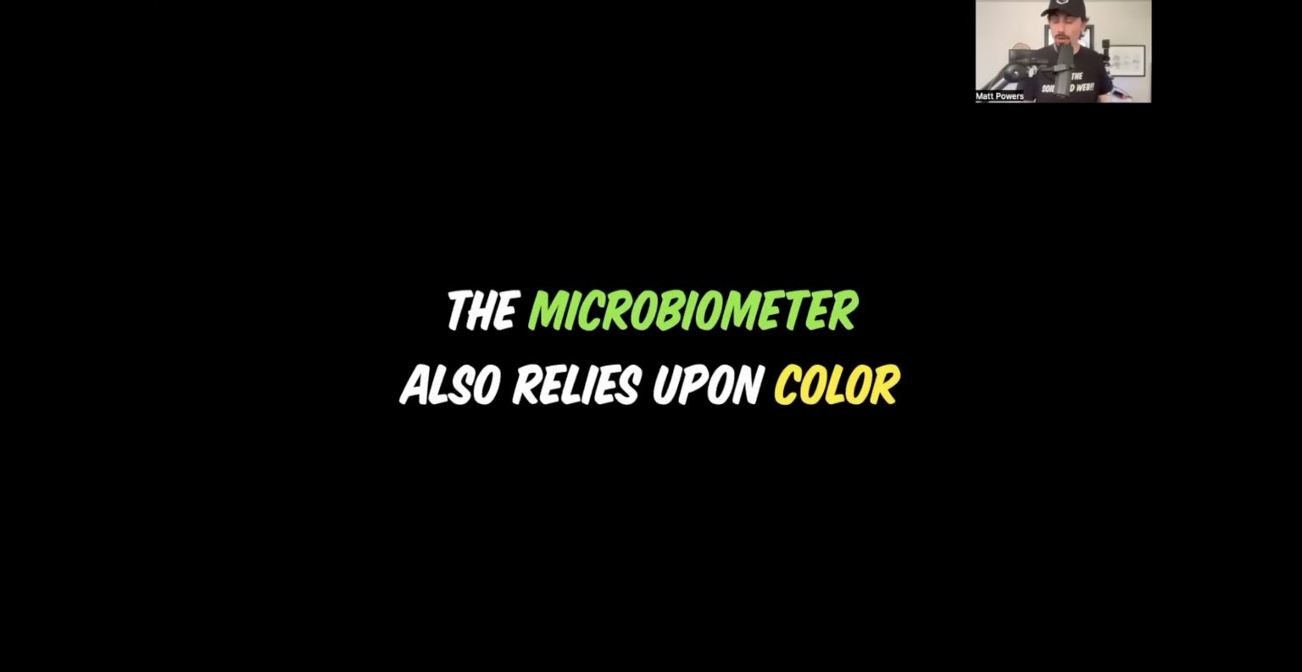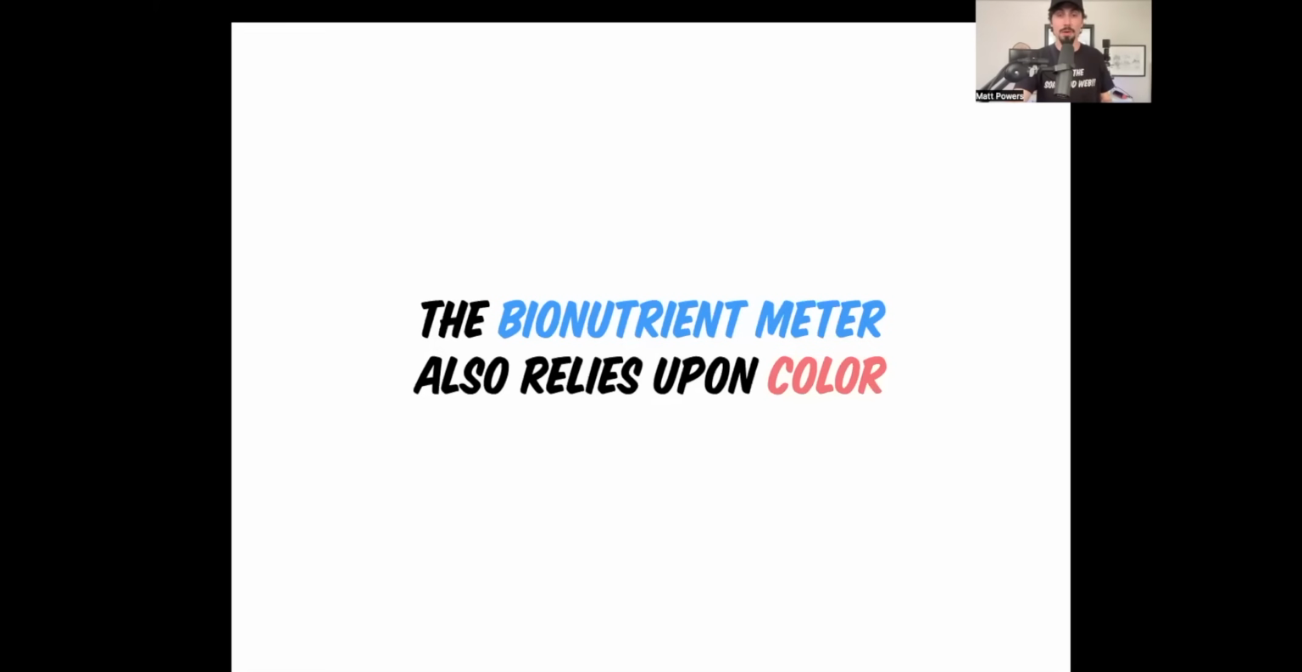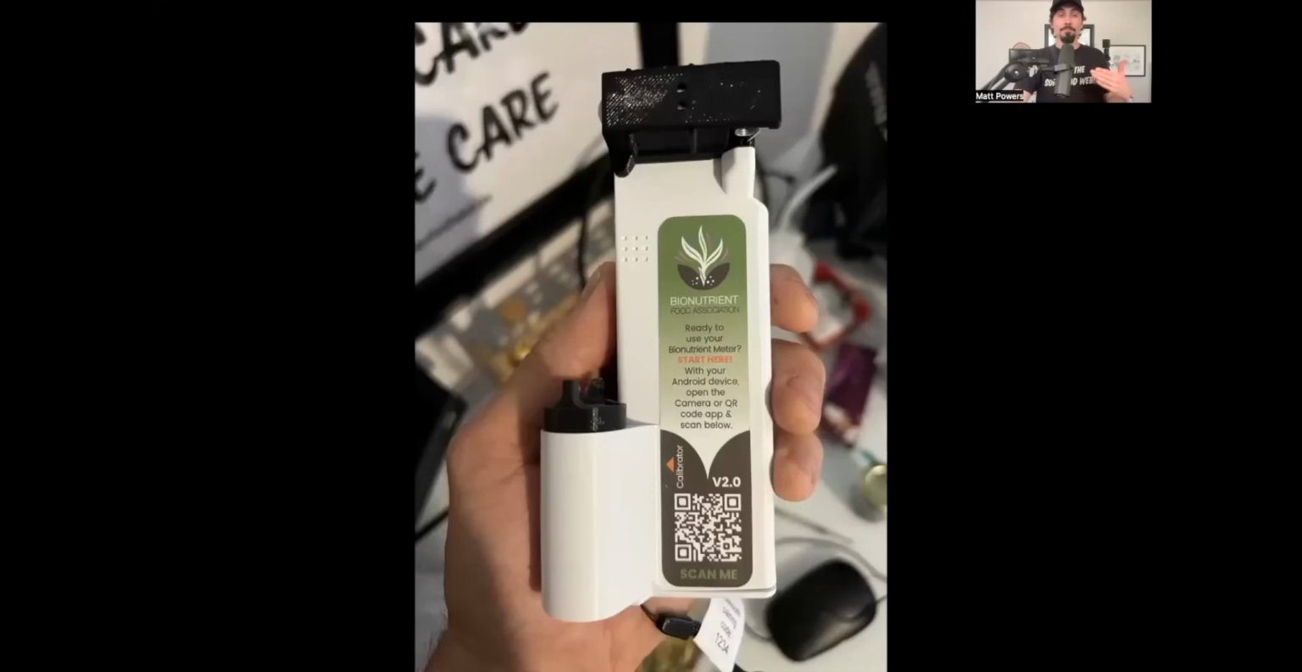The microbiometer also relies upon color. The bionutrient meter relies upon color. It's such an important, simple modality, but it's so powerful. And it's how everyone's doing a lot of testing. I mean, pH, even the professionals, half the time, Solvita, all these things are using more advanced sensors to read the color. So the color is the guiding thing still.